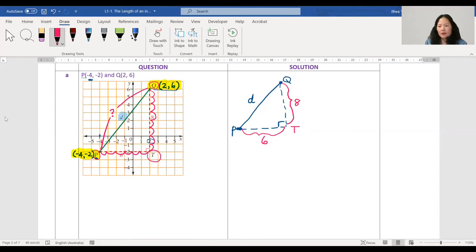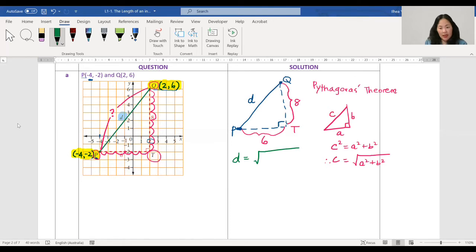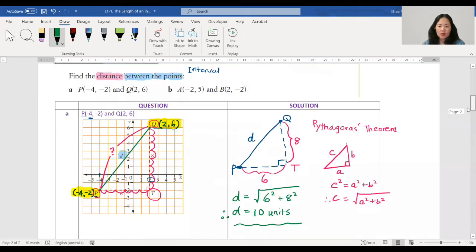So what's Pythagoras' theorem? It was for a right angle triangle with sides A, B and C, and then to find the hypotenuse, which is C: C squared equals A squared plus B squared. And if we wanted C by itself, we take the square root. So in here, to find D, all we need to do is square both numbers, add them, and take the square root. So it'll be the square root of 6 squared plus 8 squared. Put it in your calculator, you will get 10 units.